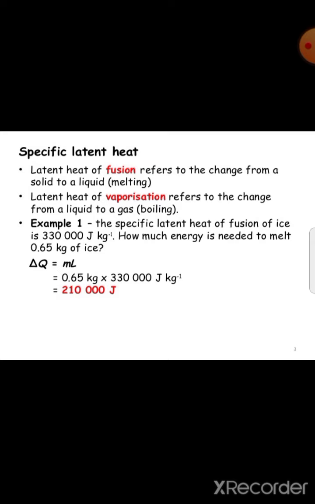Now let us see an example. The specific latent heat of fusion of ice is 330 joule per kilogram. How much energy is needed to melt 0.65 kilogram of ice? So delta Q is equal to m L. Here m is 0.65 kilogram. You multiply this by 330, so the answer you will get is 210 joules. This amount of energy is needed.